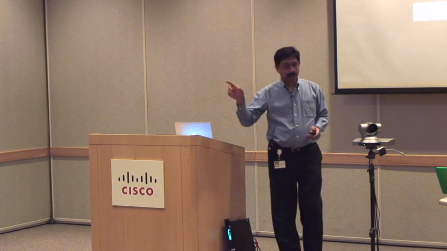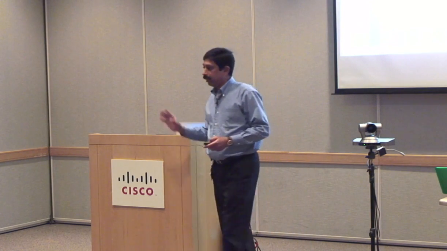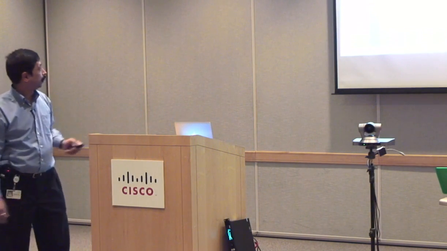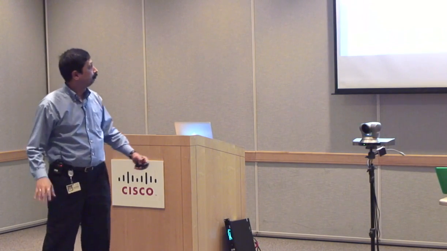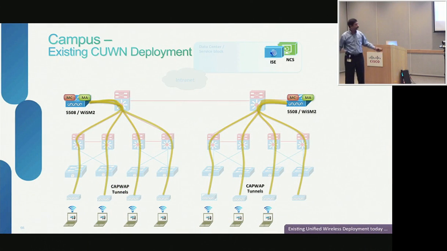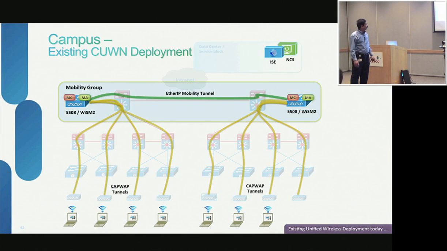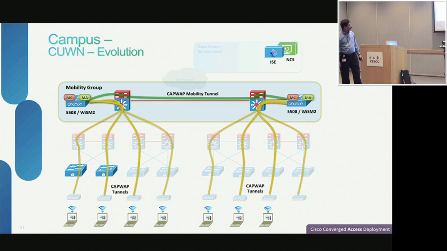Now that you brought up that question, what are the migration scenarios? I had hidden the slides because of the time in the morning, but now that I have a lot of time, I can talk about it. So what are the migration scenarios? This is how the architecture exists today, with all the CAPWAP APs terminating at the 5508 or the WiSM. So there are Ethernet over IP tunnels, all those things are done. So how would you migrate?